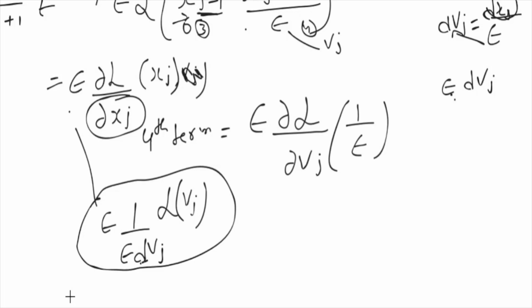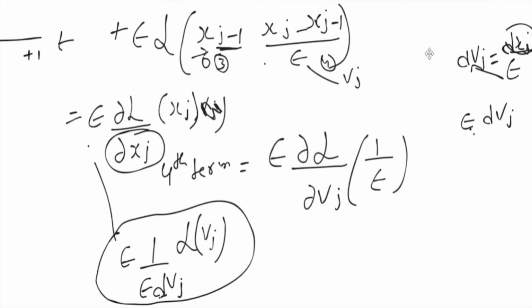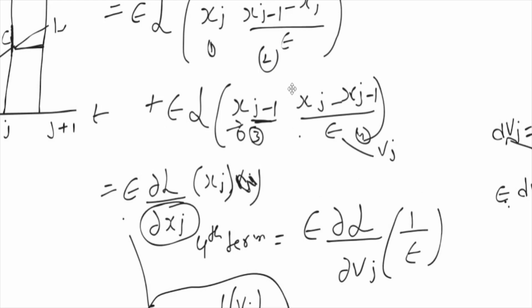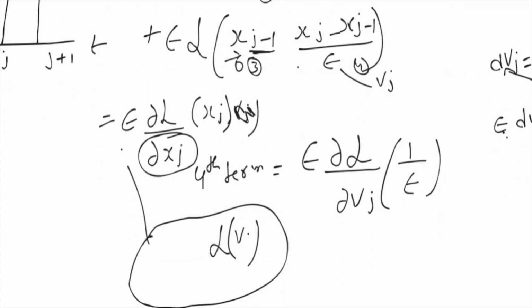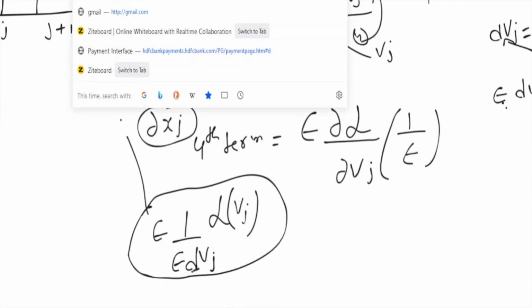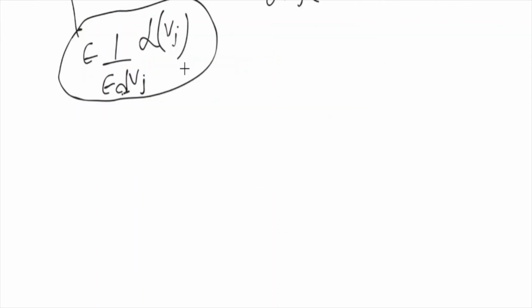And what about the second term? The second term is here. This term is just like the fourth term, but here it is j minus 1 minus xj, here xj minus xj minus 1. So we will get the same results but with the minus sign. So what will happen to the second one? So if we write all the terms, then it will be like this.